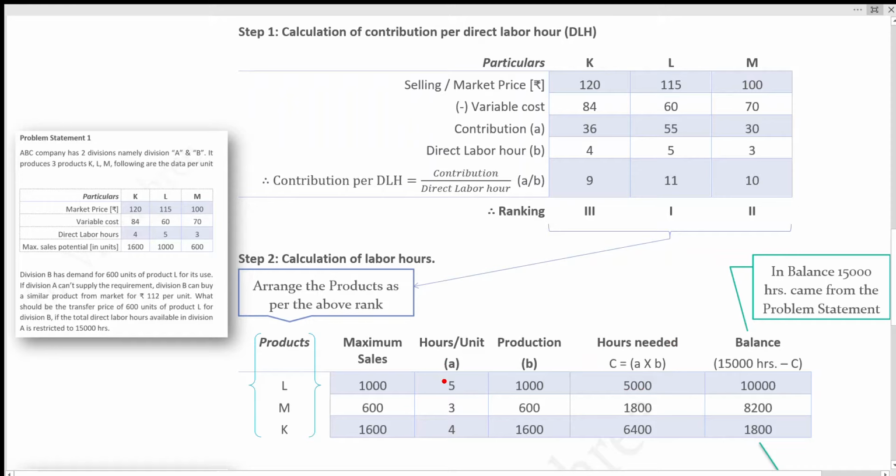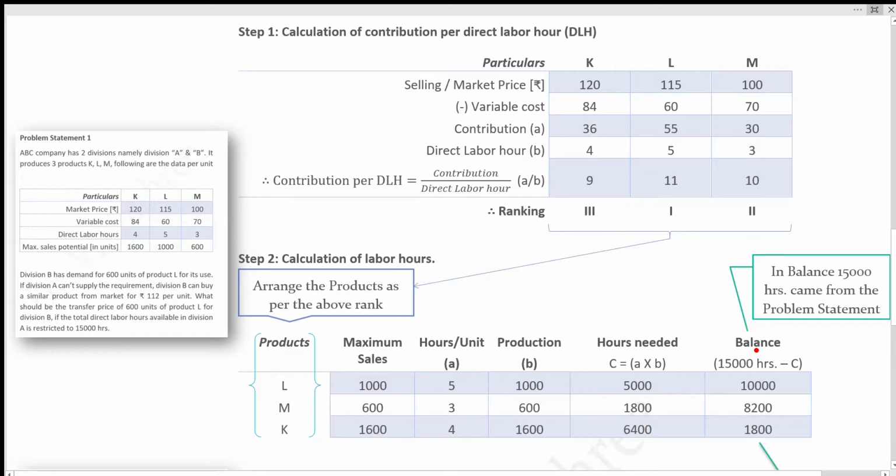We have hours per unit and total production, so just multiply hours per unit into production, in other words A into B. That is, for the first column we can say 5 into 1000, we got 5000. In a similar way we can calculate hours for the others.